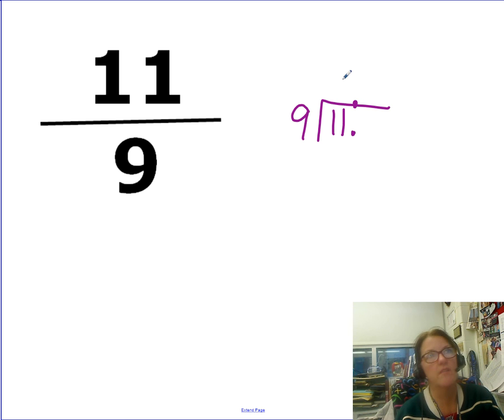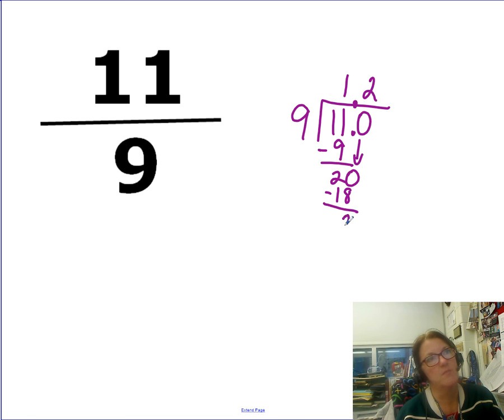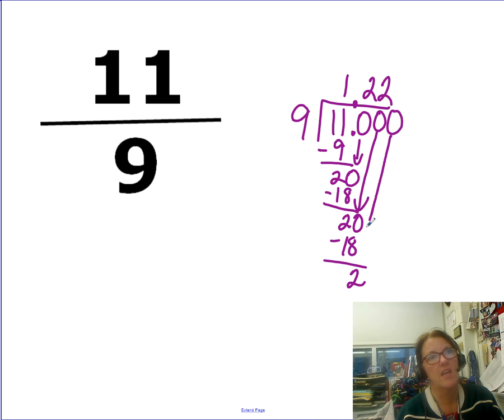Can 9 go into 11? Yeah, once. Can 9 go into 2? Nope. So you add a 0 and bring it on down. All right, can 9 go into 20? Yup. Make sure you're on this side of the decimal point now. 2. That's 18. I subtract, I get a 2. All right, add a 0 because I'm not done yet. 9 goes into 20. I can do that twice. That's 18. I subtract, I get a 2. Add a 0.